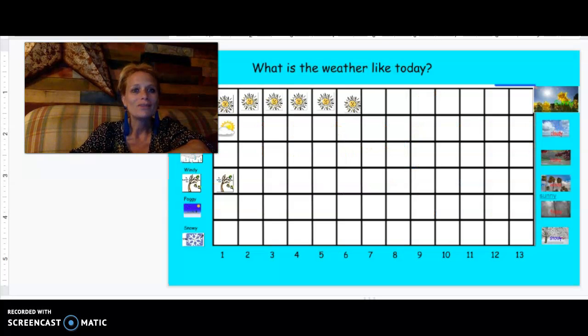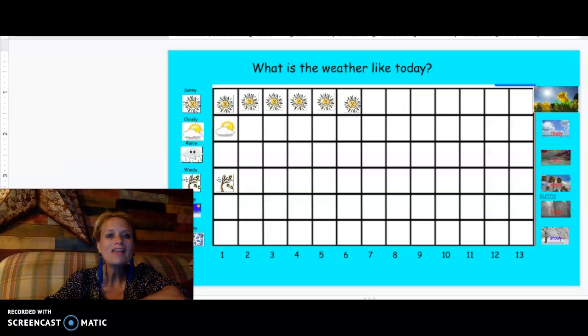What's the weather? What's the weather like today? Is it sunny or is it cloudy or is it rainy outside? Is it windy or is it foggy or is it snowy outside? What's the weather like today? Go look out your window. You can pause me. What do you see?